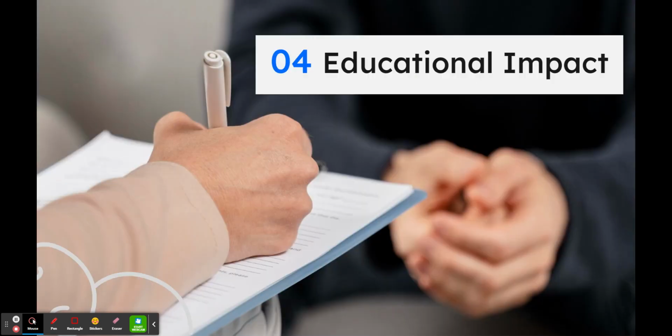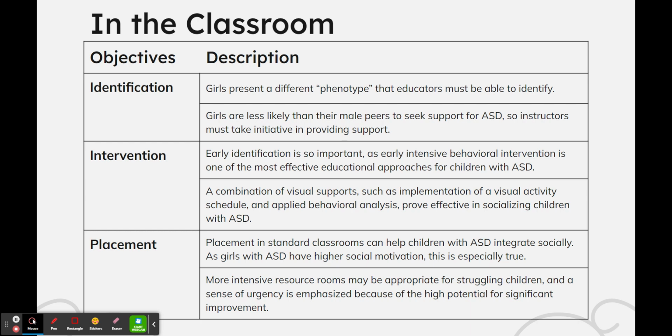Lastly, we want to look at the educational impact. This is a big one. How do we adapt our classrooms to better suit and support these students? So, in the classroom, we want to focus on three things. The main one for girls specifically is identification. We've talked a lot about how this phenotype differs from the male phenotype and differs from what research we have that is so male dominated. Therefore, we need our educators to be familiar with the nuances of the female autism phenotype and be able to identify when that phenotype might be present.